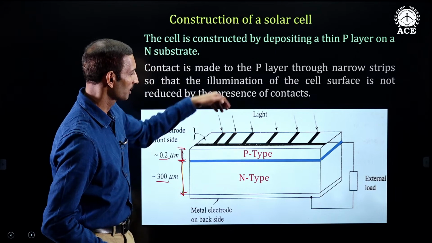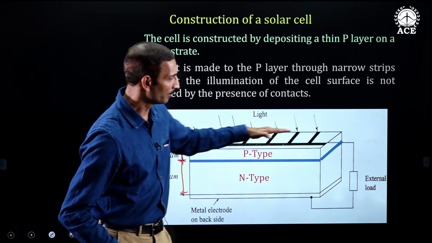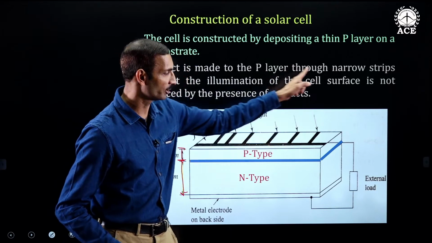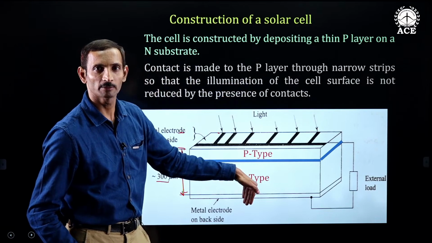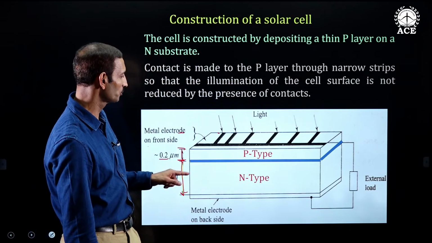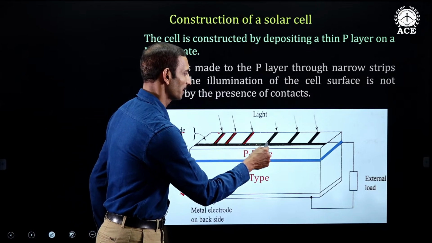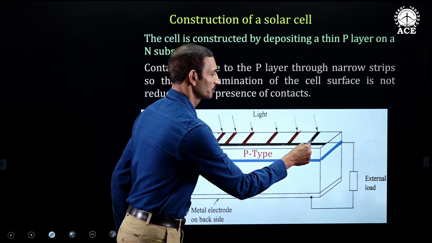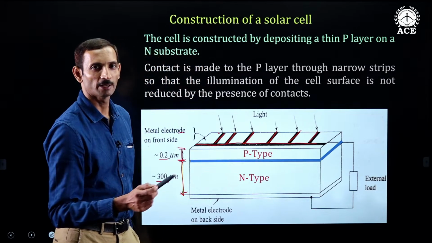So light has to be absorbed by the material. If I keep a complete metal plate on it as an electrode, for use in the external circuit, then light cannot penetrate. Photons cannot come through that metal plate, right? That's why we are going to keep strips. These are metal strips only, which act as electrodes. So any portion of it would be nothing but an electrode.